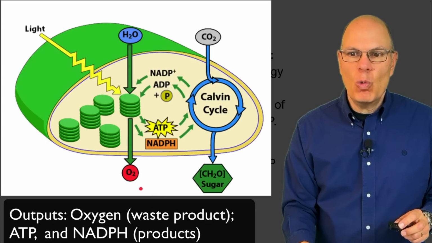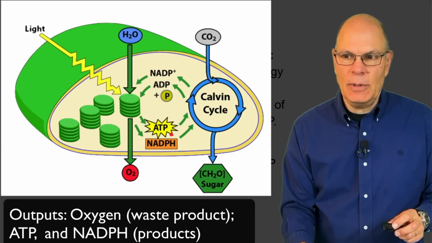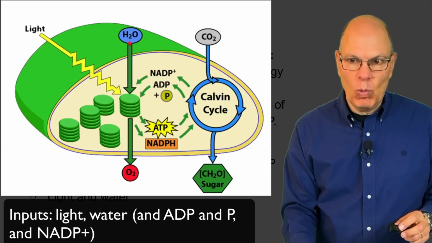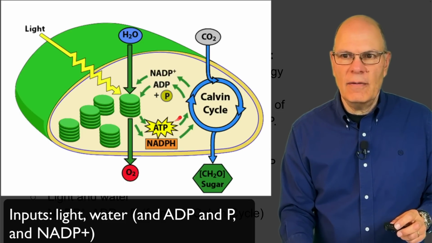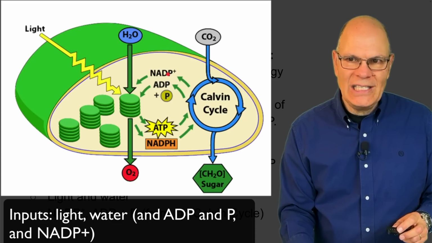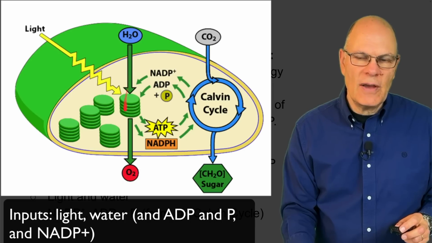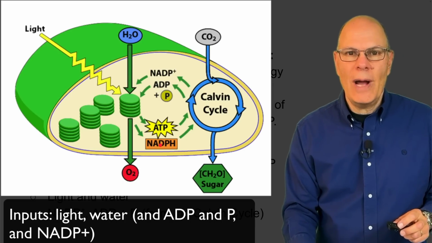Oxygen is the waste product, as well as NADPH and ATP. And the inputs are light and water. The outputs of the Calvin cycle are the inputs of the light reaction. So NADP plus and ADP and P are the inputs. Those get fed into the light reactions. ATP and NADPH go out.